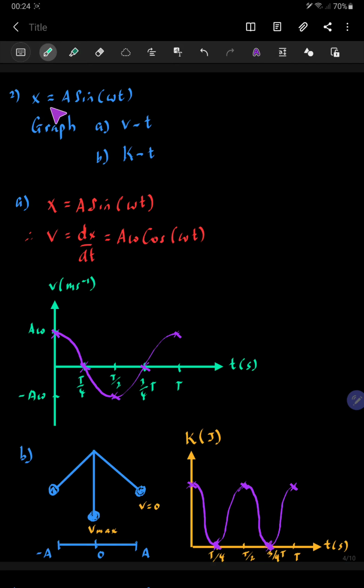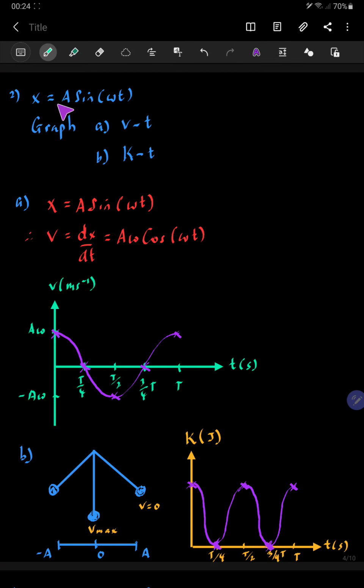Before that, don't be confused. According to our syllabus, we are discussing y, isn't it? It means the oscillation is just vertical. But given x, it seems like the oscillation is now horizontal. Still okay, still accepted here. So x equals a sine omega t.